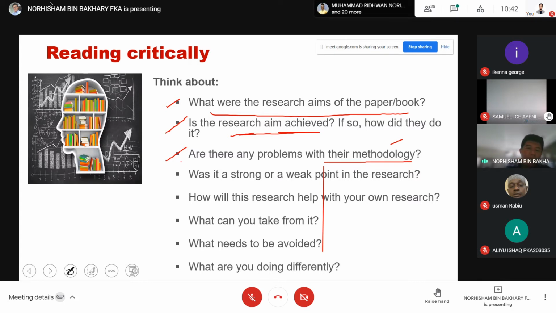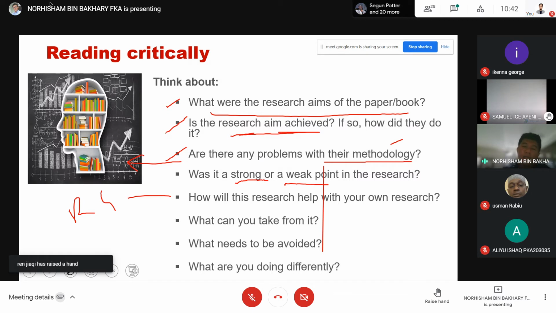When you get up to this level, you already understand the theory of the whole paper. Okay, and now only then can you start to criticize. What are the strong and weak points of the research? Okay, how will the research help with your own research? So this is your research gap. Based on the study, how can you improve the study? Or has anyone else improved the study?